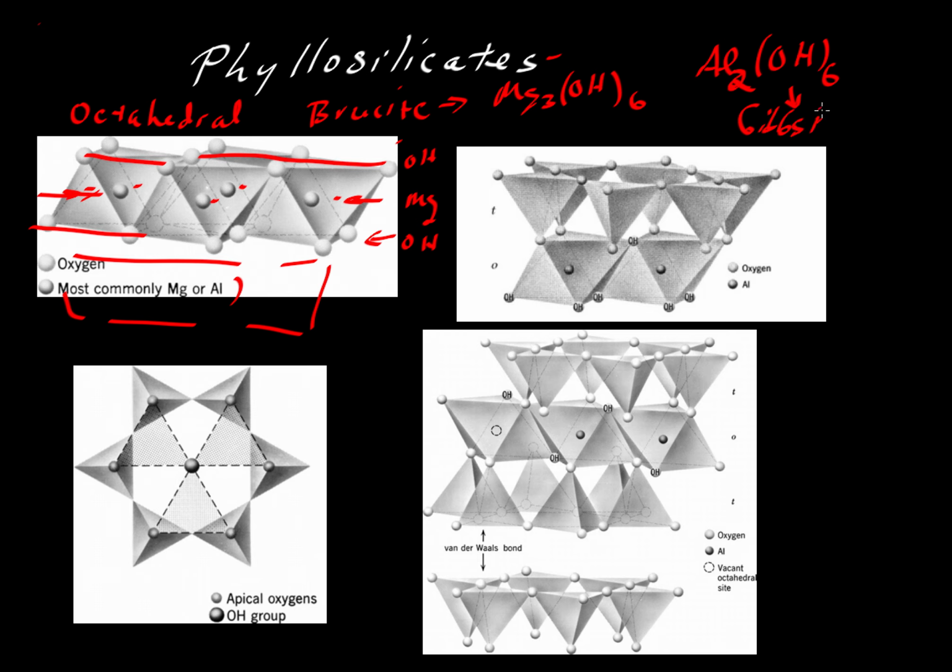These are not phyllosilicates per se. They're not really silicates because there's no silicon involved, but these are important minerals in the clay family, and they're built up of just repeating these octahedral sheets over and over and over again.